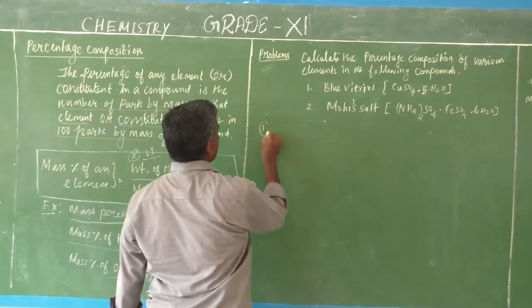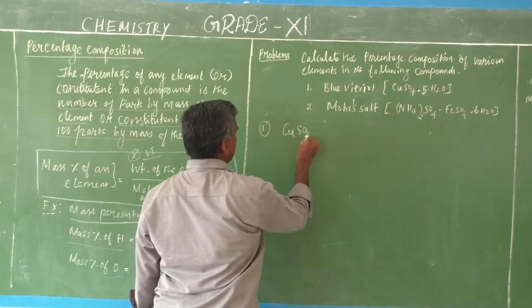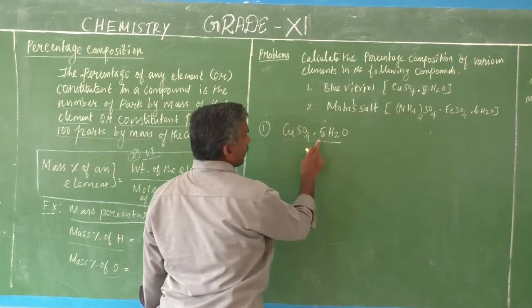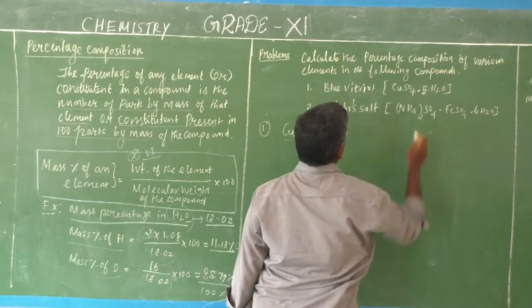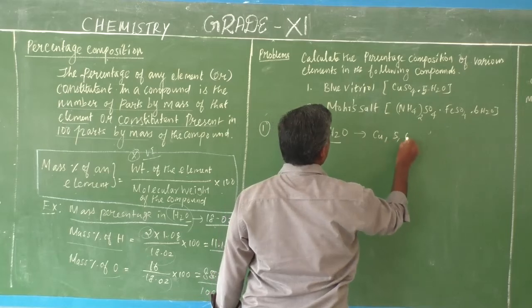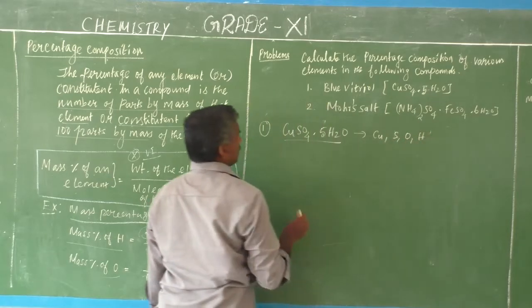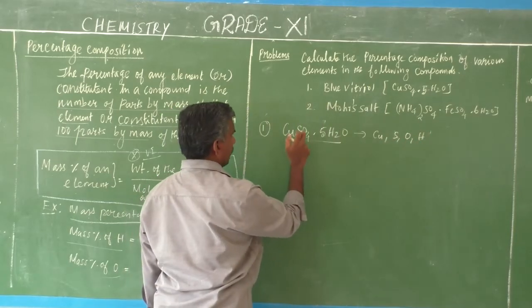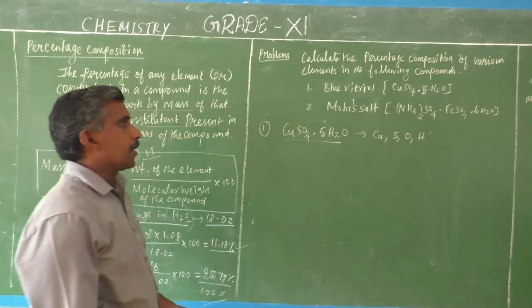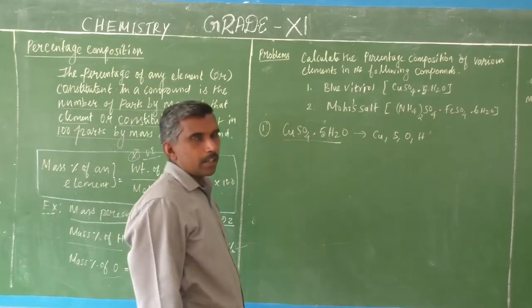Question 1. You find the percentage composition of copper sulfate 5H2O. You find the percentage of copper, sulfur, oxygen, and hydrogen. Four elements are present. You find the mass percentage of the four elements present in the compound.